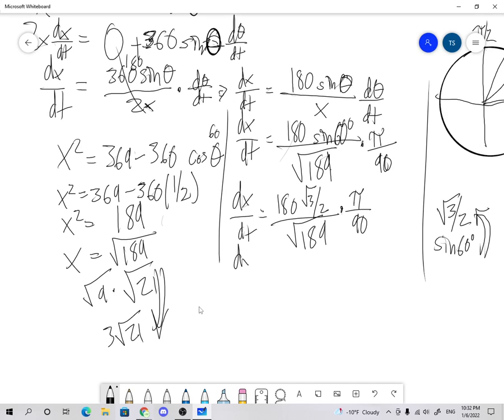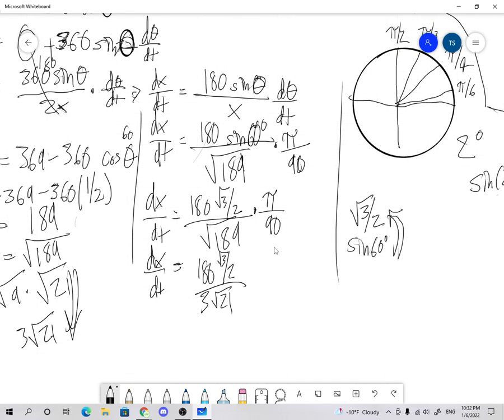So now we have dx over dt is equal to 180 square root of 3 over 2 over square root of 189, which is 3 over square root of 21. Alright, so we need to divide by pi over 90. As you can tell, it's late o'clock for me, which is why I said late o'clock.